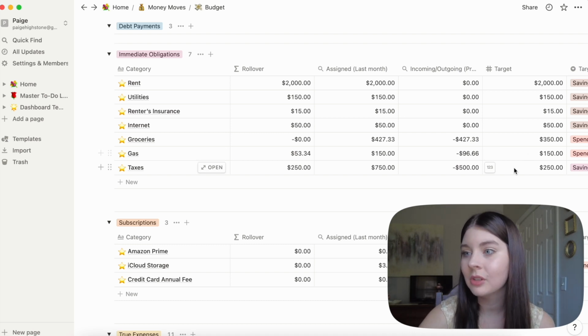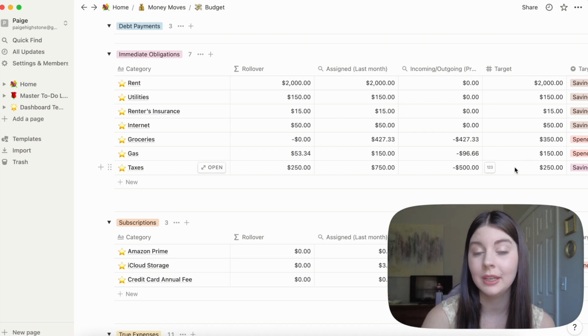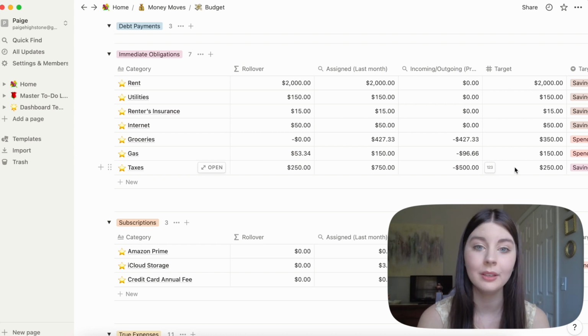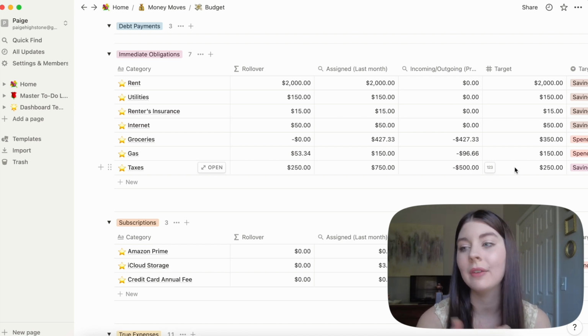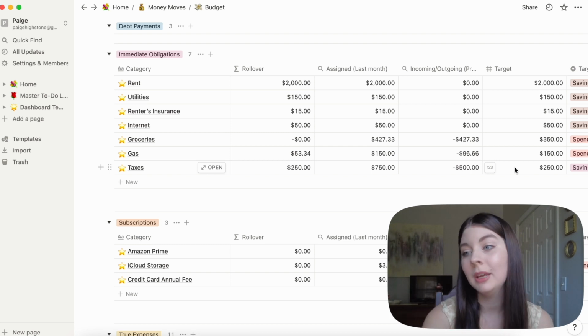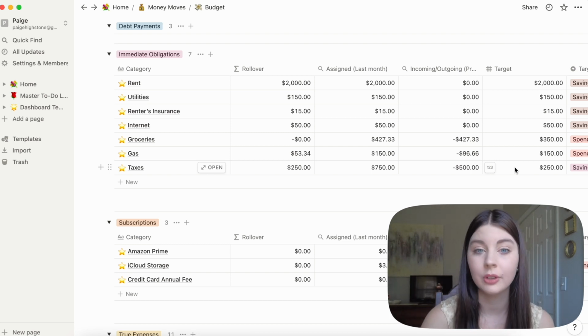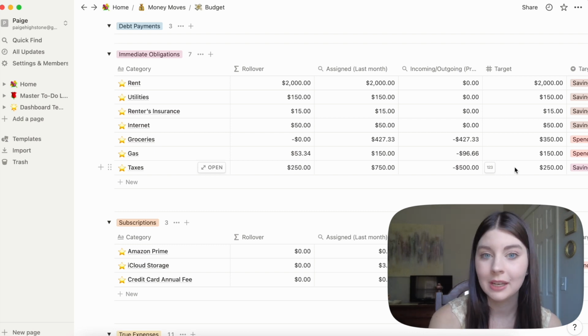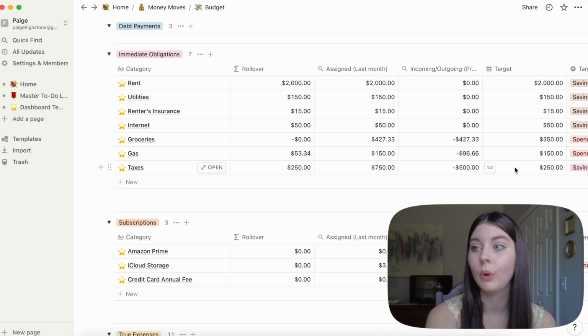Then taxes, so I did put $500 into taxes for Q1. If you're a freelancer, you'll know that you have to pay your quarterly taxes at different intervals throughout the year. So I paid my quarterly taxes, which I put $500 in. Part of that went to DC state because we were still living in DC for Q1 of 2022.